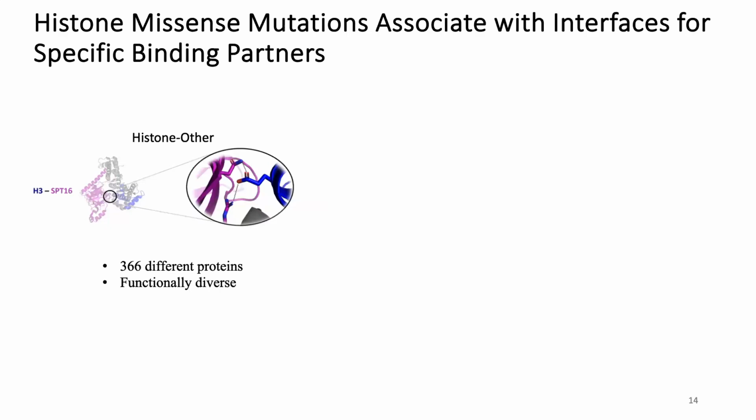Now, going back to the histone other category, the other category of histone binding partners, those partners are actually very highly diverse in function. And we want to determine if specific binding partners in the histone other category may be targeted by histone mutations, consequently leading us to possibly discover certain pathways that histone missense mutations might be using to drive cancer development. We have a total of about 366 different proteins inside this histone other category, and they could range in function from, say, histone chaperone proteins, to DNA transcription machinery or post-translational modification machinery.